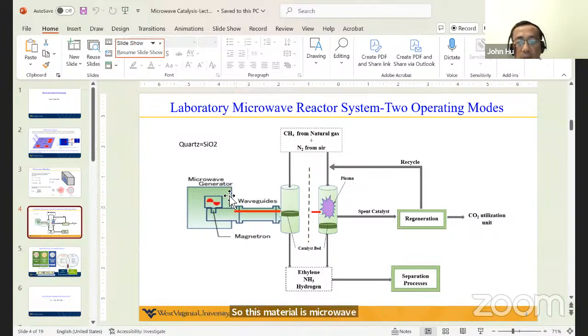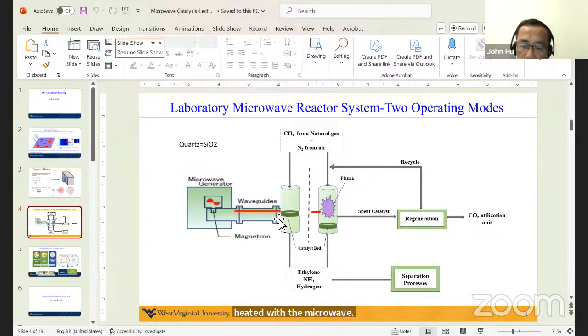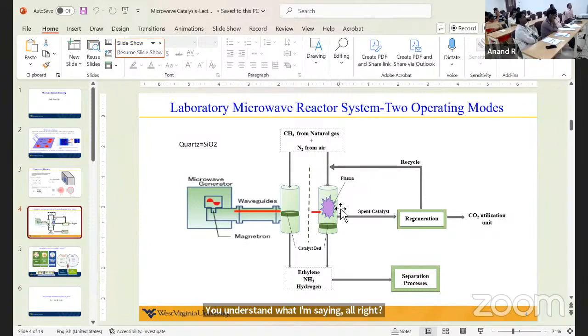So in this scenario, the catalyst is a microwave absorber, and under microwave without plasma, methane and nitrogen will react on the surface, because it is heated with microwave. You understand what I'm saying? This scenario, yes. Okay, now go to the next scenario.